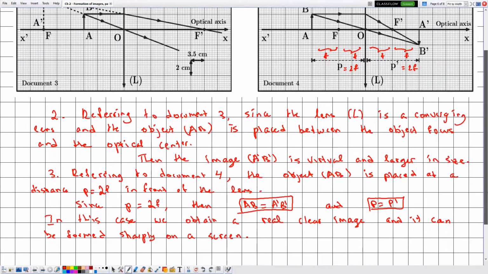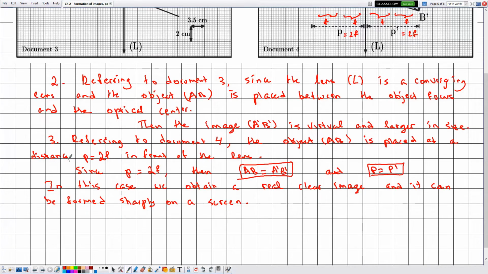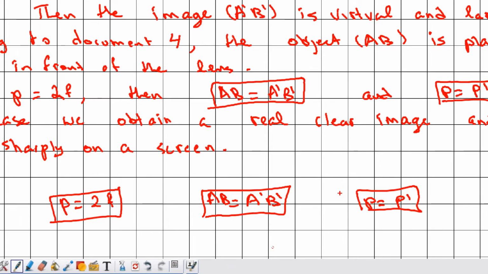Okay, so the idea behind this property, which is property number 3, is that we have 3 rules, and they are given by P is equal to 2f, AB is equal to A prime B prime, and P is equal to P prime. So these are the 3 rules. Whenever we have one of them, for example, if we have P is equal to 2f, we can directly in the exercise use either this or this.